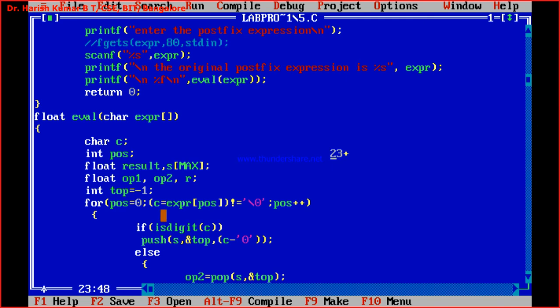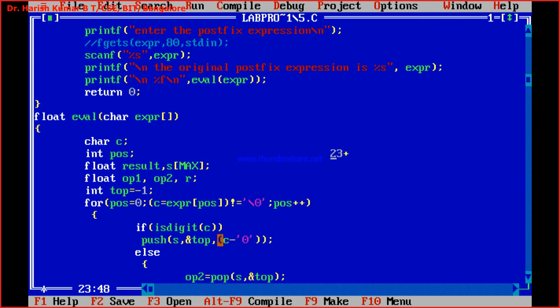That gets assigned to C, and you are checking isdigit of C. Now 2, is it a digit? 2 is a digit. The condition is true. Now what do you have to do? If it is a digit, you have to push it onto the stack. Yes or no? Now you are calling the push function. Push, stack you are passing, top you are passing, and just observe this now.